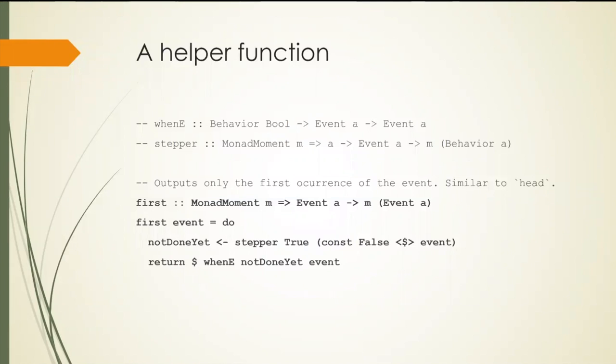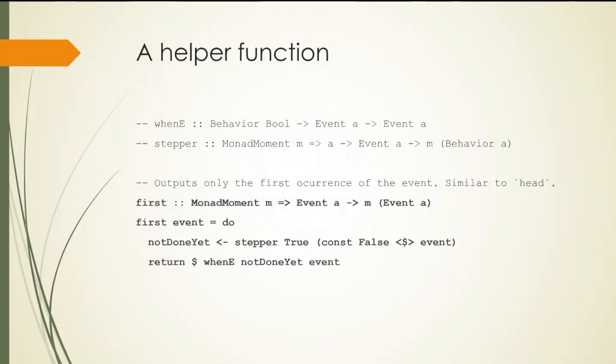What we're doing here is applying a filtering function, whenE, the first combinator in the comments there, that filters the event stream we're getting using this behavior. The behavior is initially true, and as soon as the event happens, immediately afterwards it changes to false. So we output the first event that we see. That event also changes the value of this behavior, which blocks us from seeing anything else. So this combinator just picks the very first event. Does that make sense?